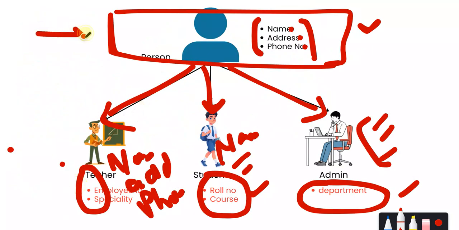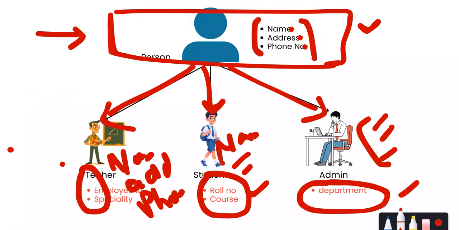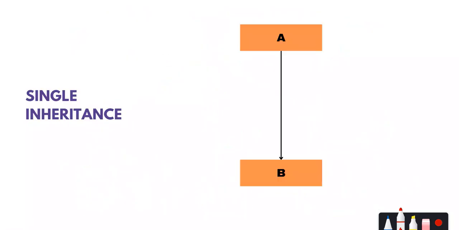So this is the reason we use inheritance: to avoid data repetition and code repetition, and to define the common data members in one class and after that derive from it. There are a number of types of inheritance. We will just discuss one of them.